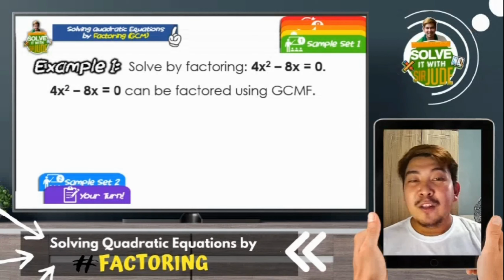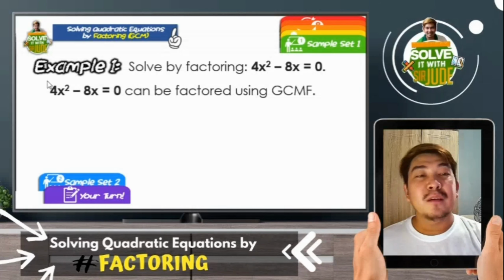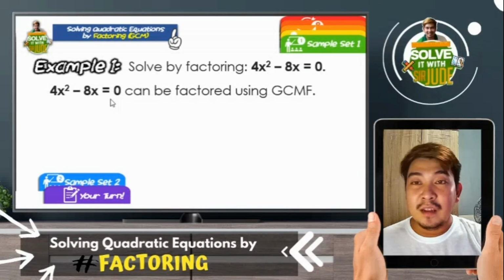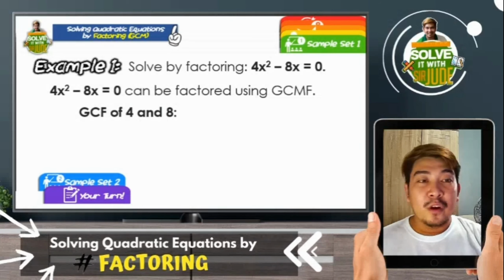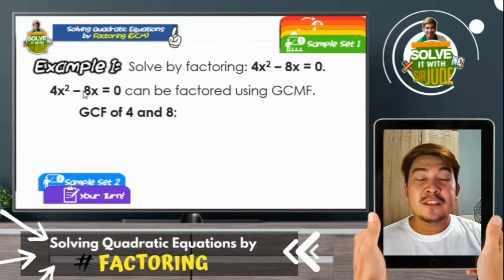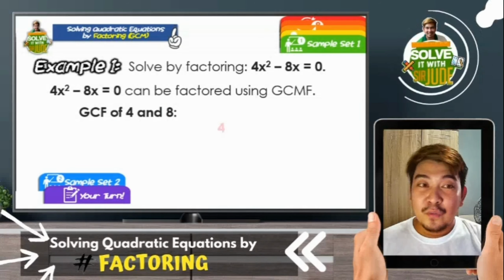Papaano ba natin gagamitin si GCMF? Or ano ba yung GCMF ng mismong quadratic equation na given? To do that, we need to look for the GCF of 4 and 8. Doon muna tayo sa number 4 and 8. The GCF will be 4.